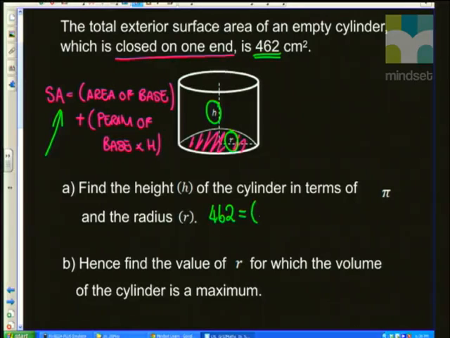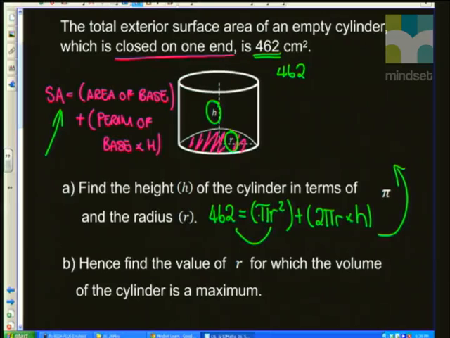Now the area of my base is just pi times the radius squared, and I'm not timesing it by 2, plus the perimeter of the base, which is 2 pi r, times the height, which for now we know is just h. And with that, we need to now get h on its own. So first things first, let's take 462. I hope you guys don't mind, but I'm going to write up here with a bit more space.